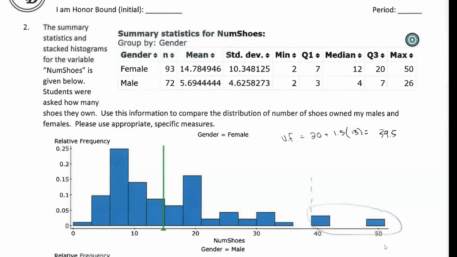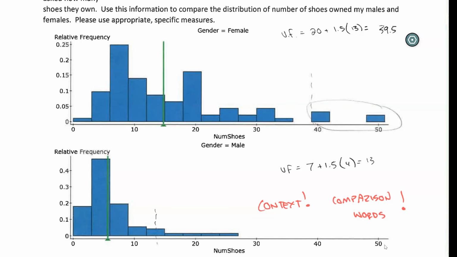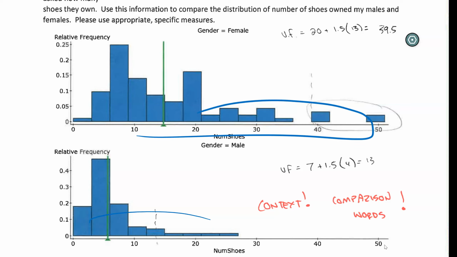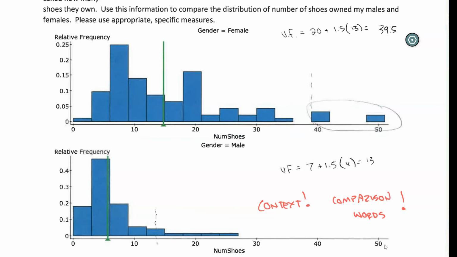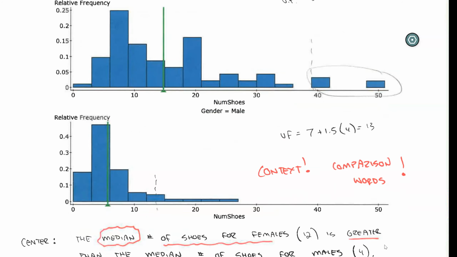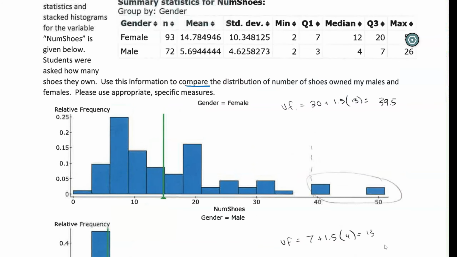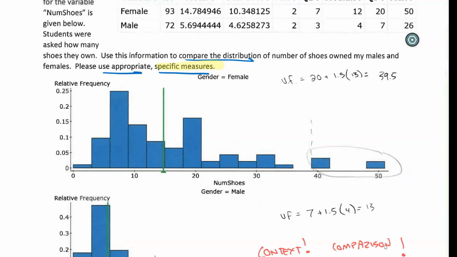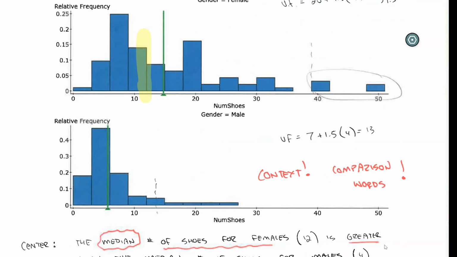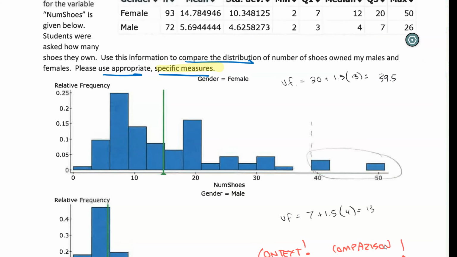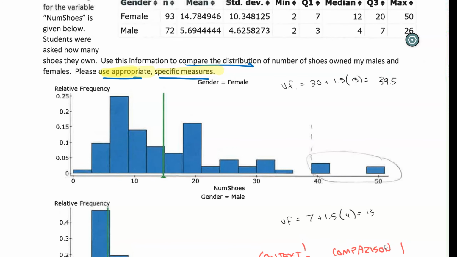So we got two different distributions, males and females, number of shoes. We got some histograms, so you can see the number of shoes by females is much larger than the number of shoes by males typically, as you might suspect, right? So it says to compare the distributions using appropriate specific measures. So specific measures, I mean, don't just say these are centered around 10 and these are centered around 5. I'm saying use specific measures, mean, median, stuff like that. And then I also said use appropriate.